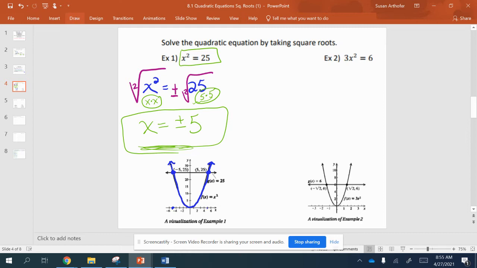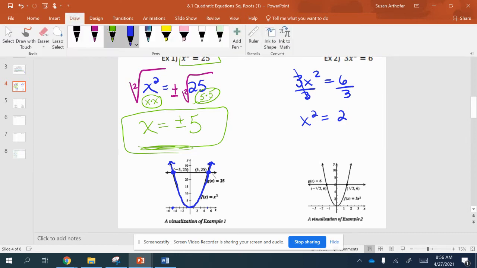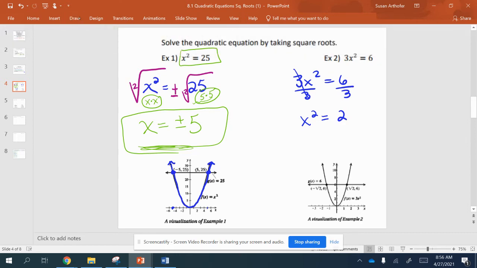Okay, let's do another one. Okay, so I'm going to write down 3x squared equals 6. I have to isolate x squared. I have to get x squared alone, so I have to divide by 3. 6 divided by 3 is 2. That's not an answer. I have x squared equals 2. How do I get rid of the square part? I take the square roots on both sides. I add plus or minus. So that's this new procedure you're learning today.